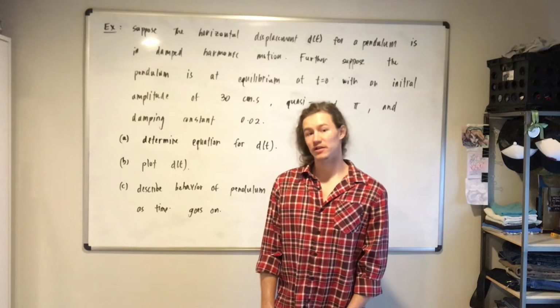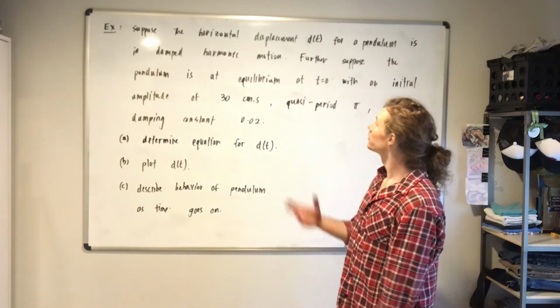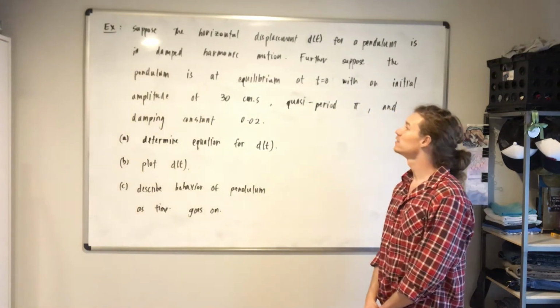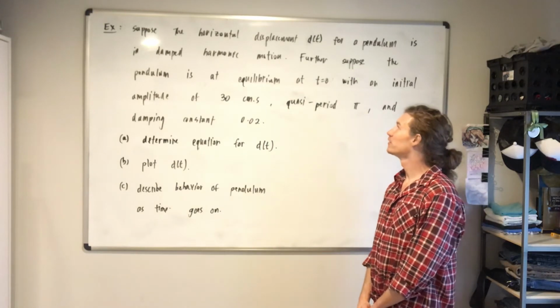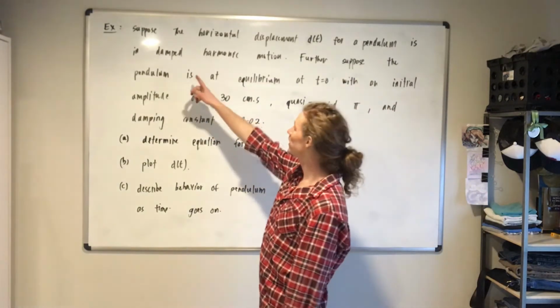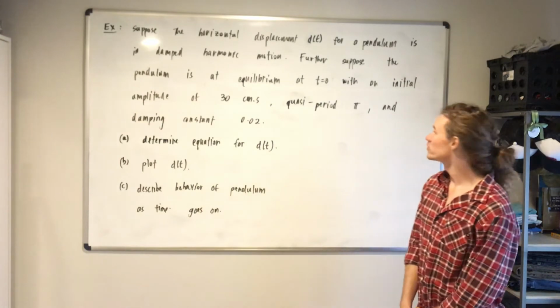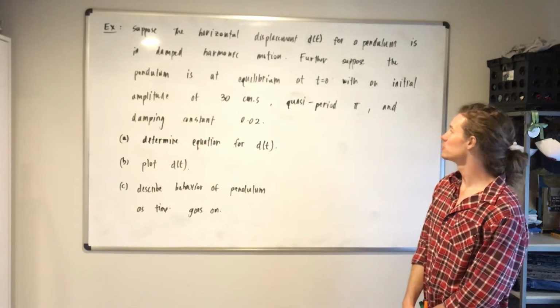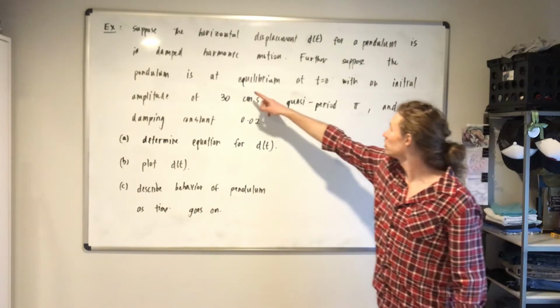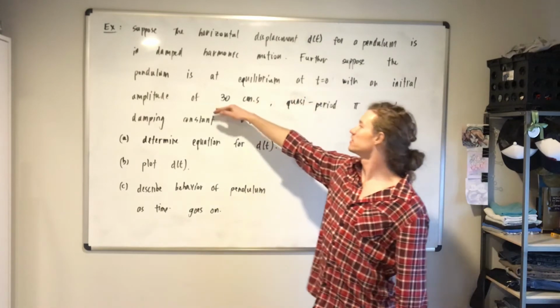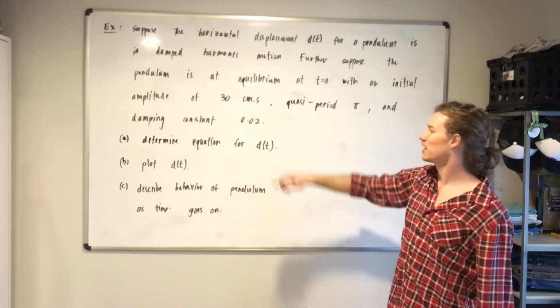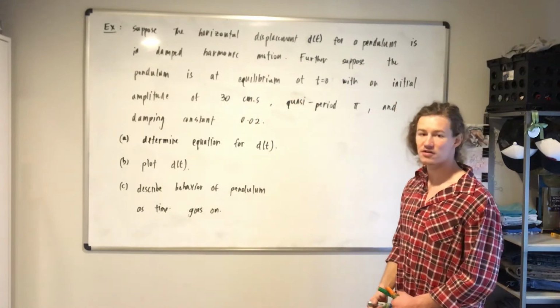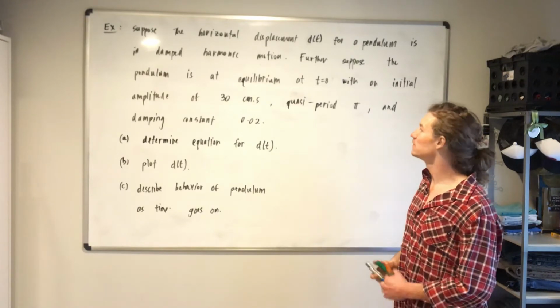Let's go ahead and look at this problem. So in this problem, we're considering the horizontal displacement of a pendulum from equilibrium, where that horizontal displacement is in damped harmonic motion. We're given some of the qualities of the damped harmonic motion, including its equilibrium position, time t equals 0, its initial amplitude, its quasi-period, and its damping constant. So let's just go ahead and identify the parts that we're given here.